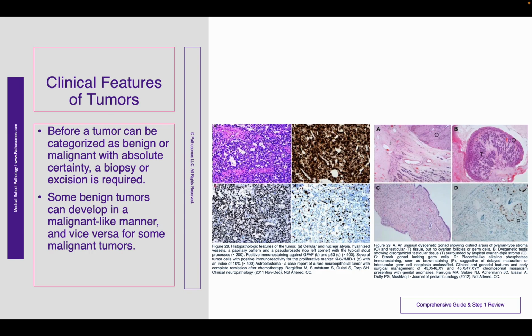Before a tumor can be characterized as benign or malignant with absolute certainty, a biopsy or an excision is required. That way the pathologist can assess the tissue, both grossly and with their microscopes, utilizing molecular tests and cytogenetics, to get an accurate diagnosis. Some benign tumors can develop in a malignant-like manner, and vice versa for some malignant tumors.